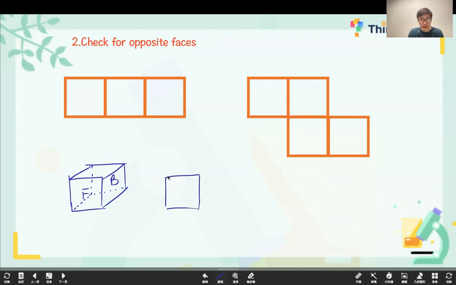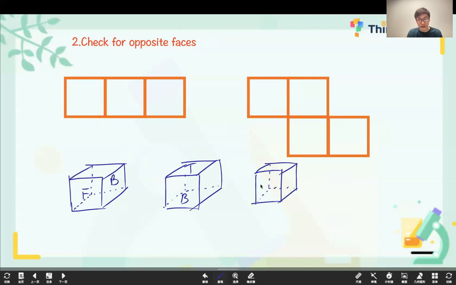And similarly, we can say that the top face and the bottom face are also opposite to each other because they don't touch either. And finally, we have the third set of faces, which is the left face and the right face. So again, they are opposite, so they don't touch.